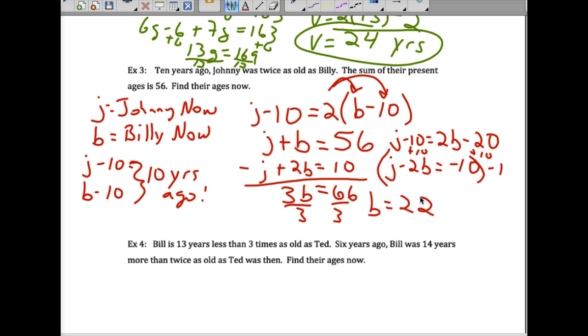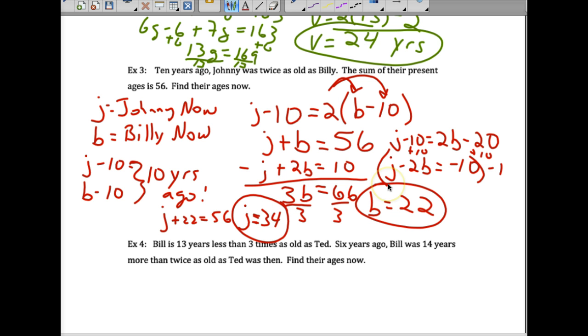Okay? J plus 22 equals 56. We know that the sum of their ages is 56. So Johnny happens to be 34. Is it 34 or 24? 34. Thank you. J is 34. B is 22.